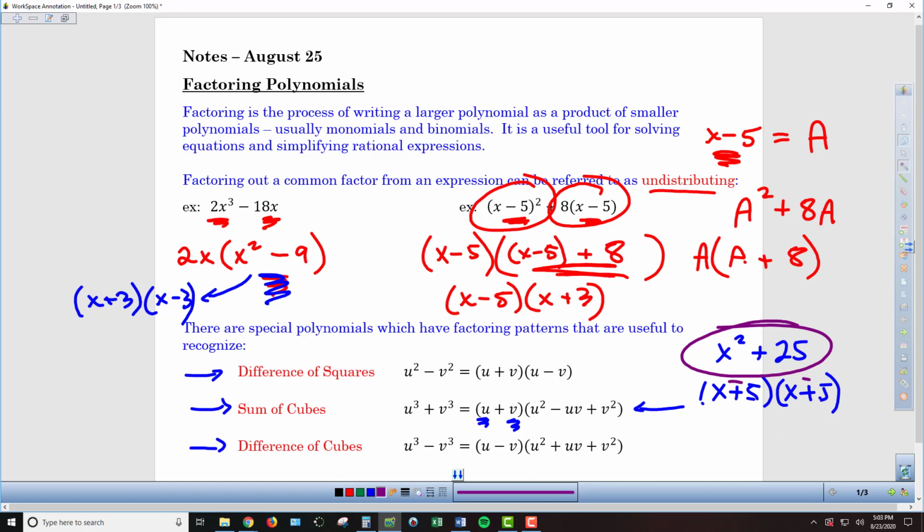So in the next video, we'll take a look at all of these types of factoring: the undistributing combined with regular reverse FOIL, as well as these patterns, difference of squares, sum of cubes, difference of cubes, and apply those to all sorts of examples.